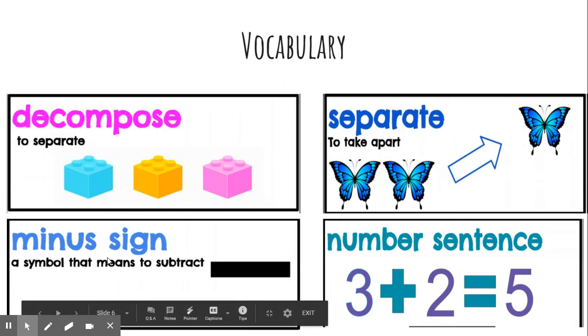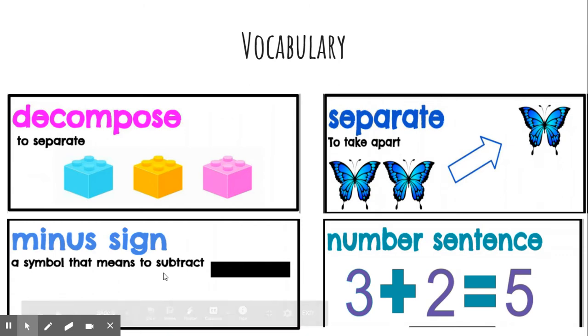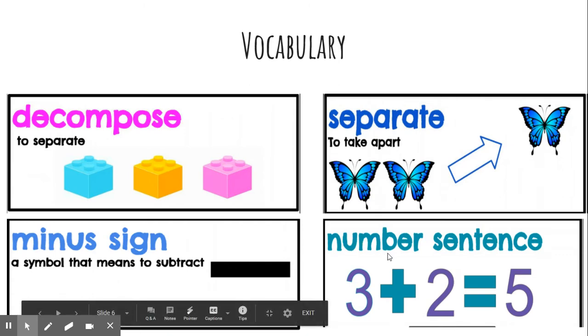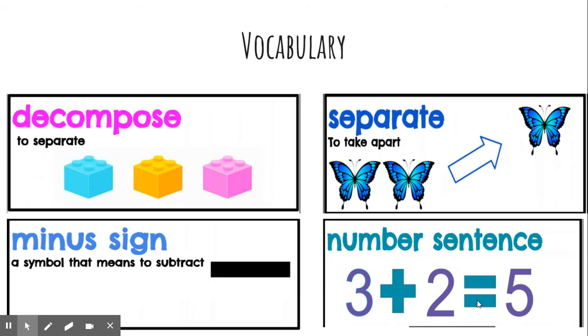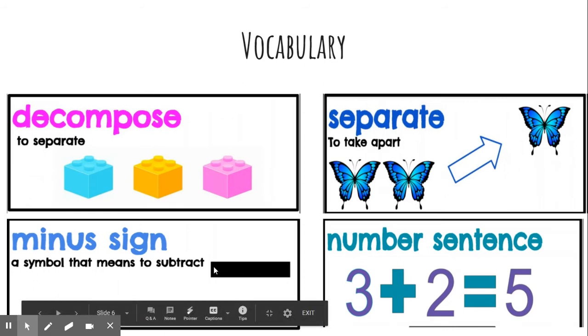Next, we have the minus sign. And we know minus means to do what? To subtract. Good. And then we have number sentence. And a number sentence has what? Numbers and symbols. Math symbols. And the math symbol that we're going to be using today is minus.